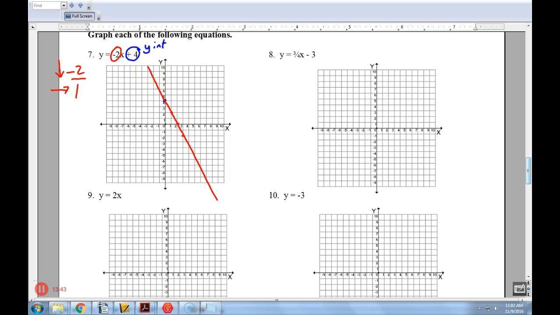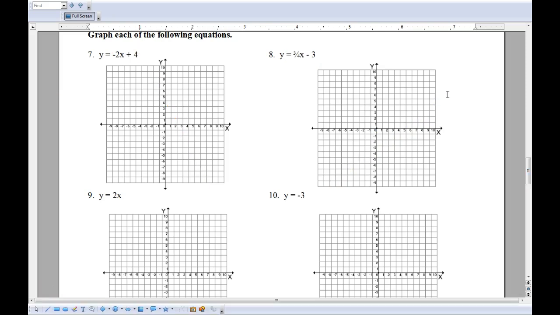Number 8, same idea. I cross at -3. This time I have a positive slope, so I'm going to go up 3, right 4, up 3, right 4, up 3, right 4, and connect those together. Moving on down.